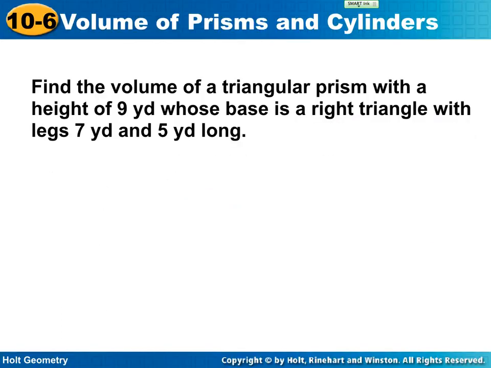I didn't do a lot of examples of each one, but here, find the volume of a triangular prism. The height of the prism is 9 yards. The base is a right triangle, and the legs of it are 7 and 5. We know we need to find base area. Let's just draw the base to start with. What shape's the base? A right triangle. Draw yourself a right triangle. Put your right angle in there. The legs of that are 7 and 5. Find the area of that. That's our base. What's the area of that triangle?